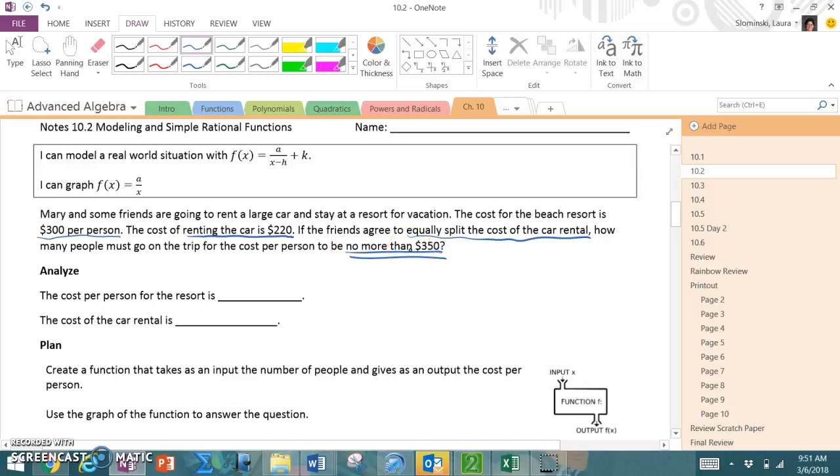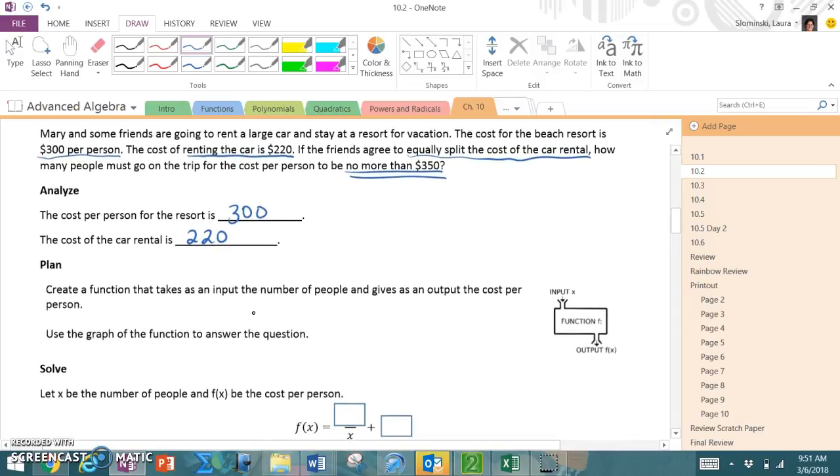So when we model this, we need to know the cost per person for the resort. Everybody pays $300 flat rate. The total cost of the rental car, though, is $220, but remember, we're going to divide that equally among all the friends. So in order to make a plan, it says create a function that takes as an input the number of people and gives as an output the cost per person, which would be a very real-world thing we'd want to do. Use the graph of the function to answer the questions.